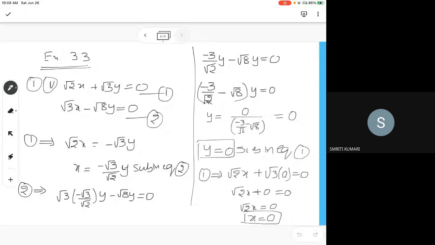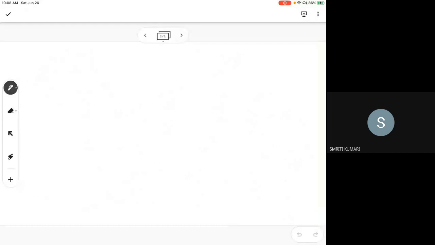Coming to a different problem, the sixth problem. Here it is given that 3x by 2 minus 5y by 2 is equal to minus 2 is the one equation. The other equation is x by 3 plus y by 2 is equal to 13 by 6. Taking the LCM for x by 3 plus y by 2, we can.